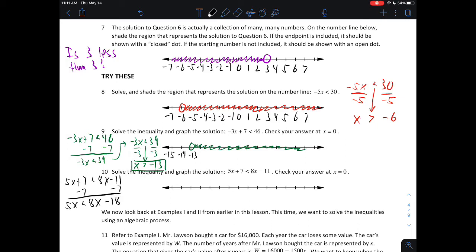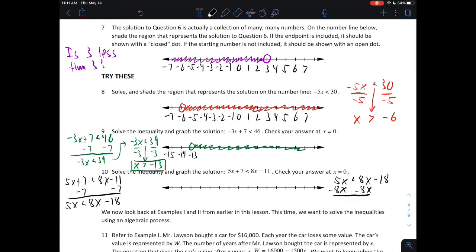Now I need a little bit more space, so I'm going to go to the right margin, and I'm going to write again what I just left off with. You can see that having some extra scratch paper would help here. Now I want the x's to all be on the left side. So the x's on the left, constants on the right. That means I need to move the 8x. Notice that the sign in front of the 8 is a plus, so I have to subtract 8x.